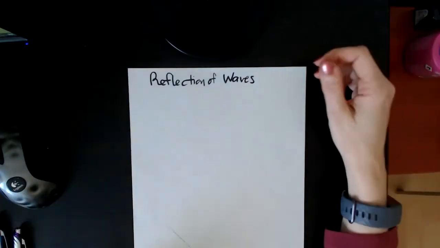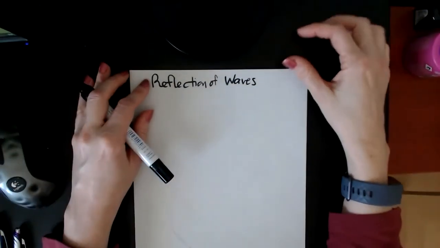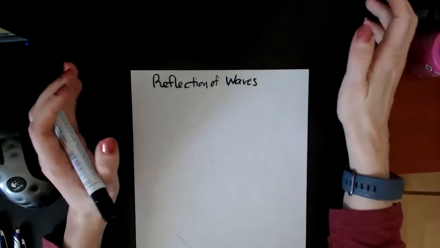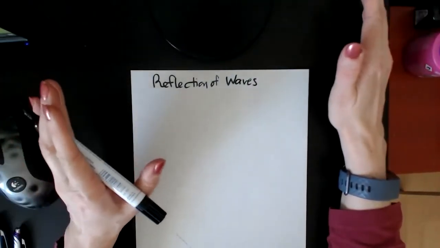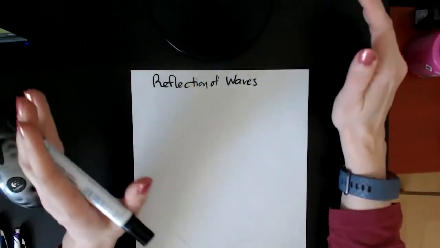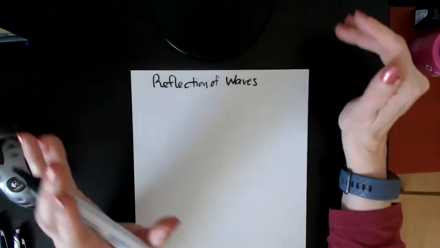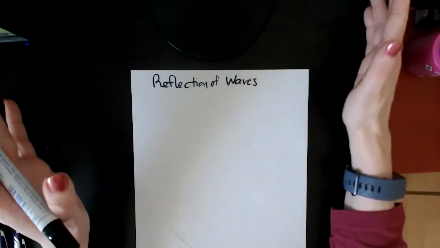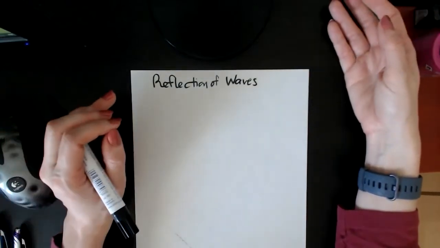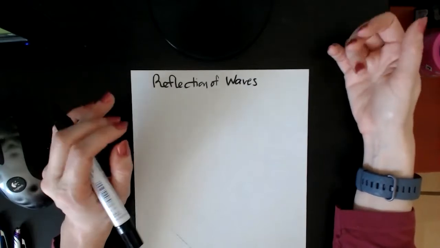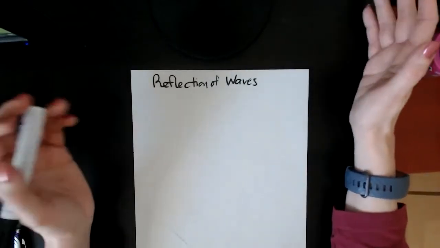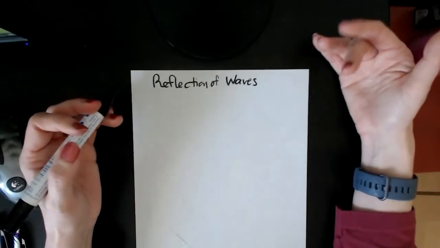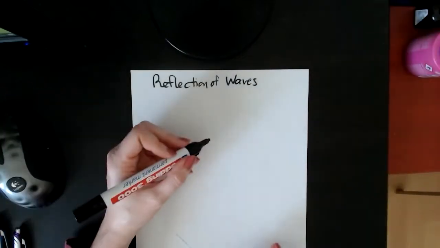So when we talk about reflection of waves, we usually think of light waves, but remember that reflection and refraction, both of them, are basic properties of all waves. Whether you're talking about light, X-rays, or microwaves, all waves can be both reflected and refracted. The example we usually use is light, so I'm still going to do that.